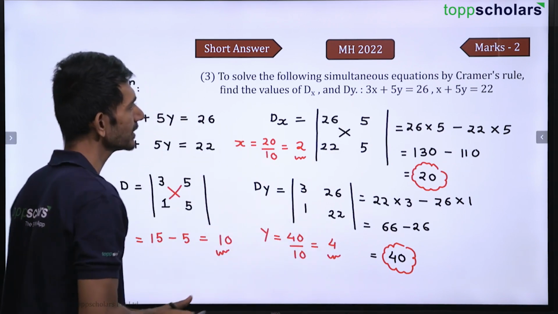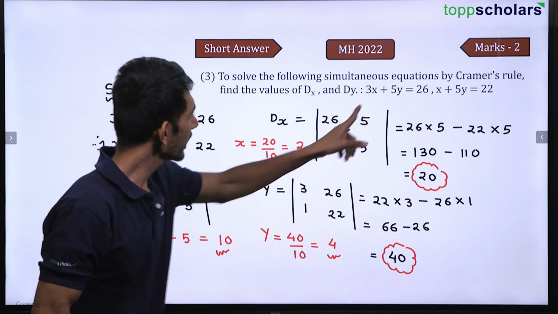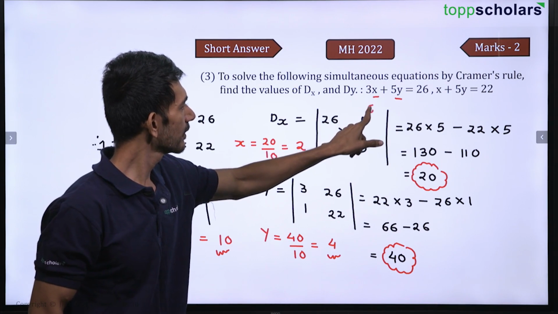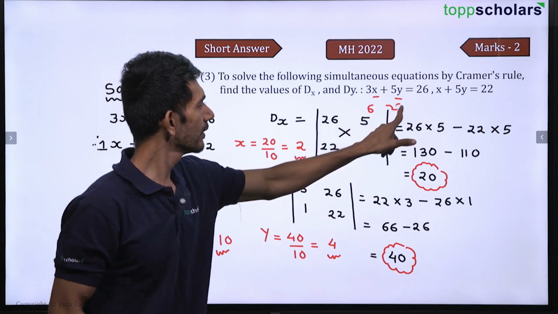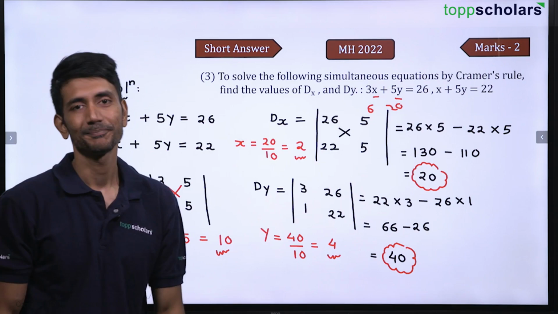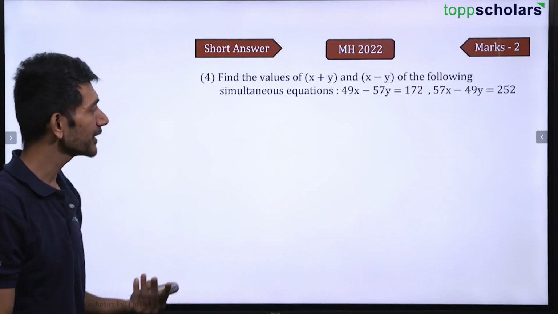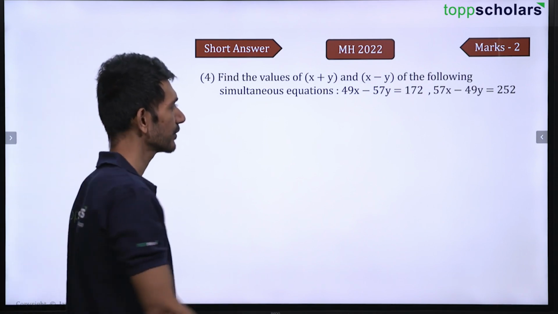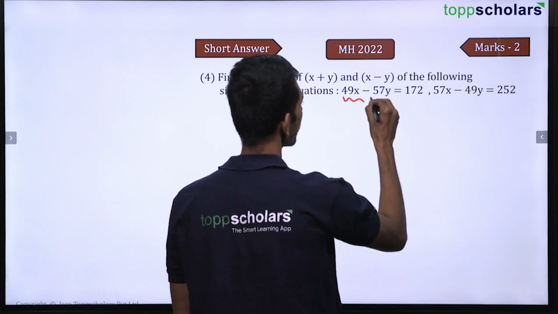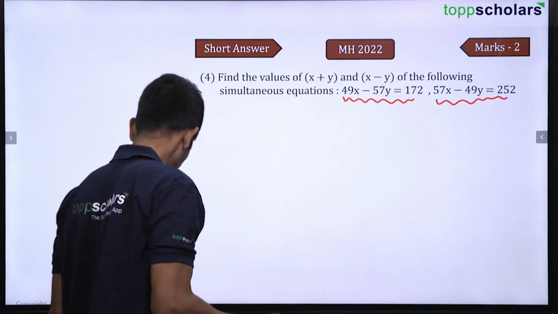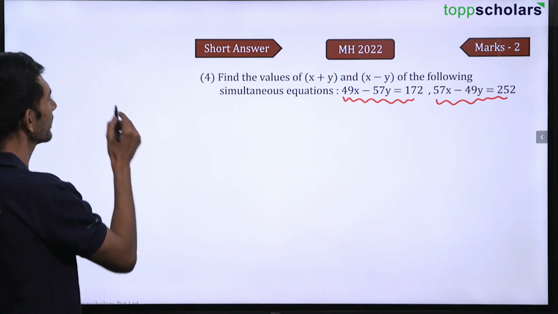If you want to check, you can check your answer by putting it here. X is 2, y is 4. 3 2s are 6, 5 4s are 20, 20 plus 6 is 26. Easy. So the next question says, find the values of x plus y and x minus y of the following simultaneous equations. So the simultaneous equations are already given to us, right? We have 49x minus 57y.